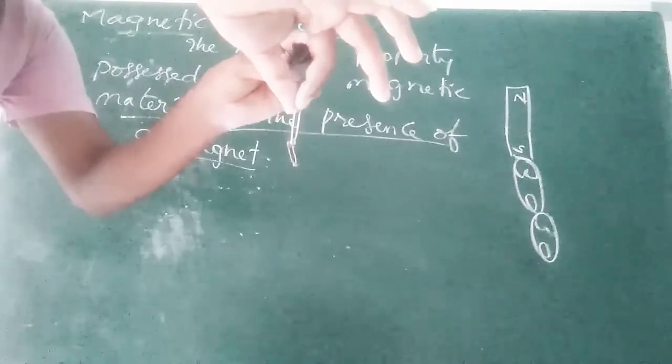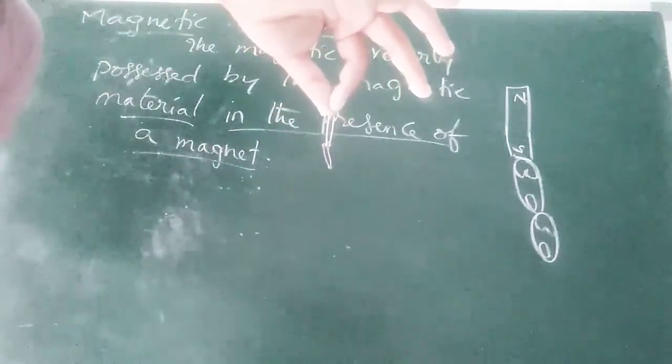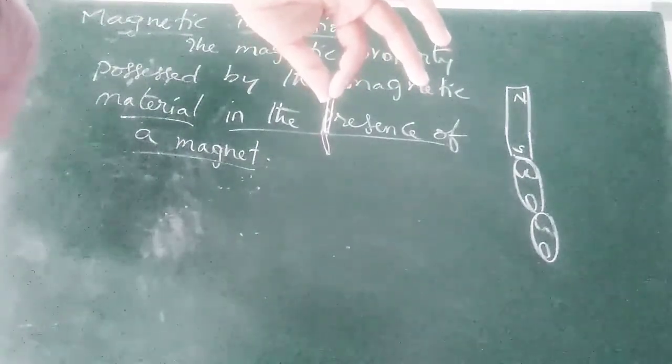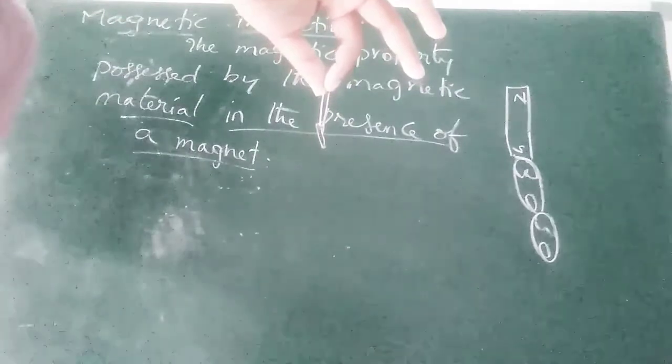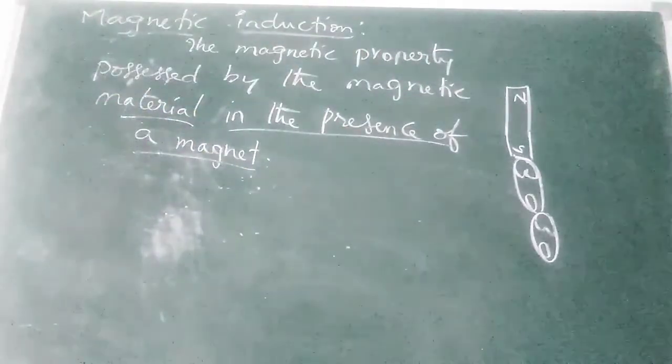Okay, even if I remove the magnet, it still has the magnetic property, that is due to the magnetic induction and also by the single touch method. And this process is nothing but magnetic induction, right?